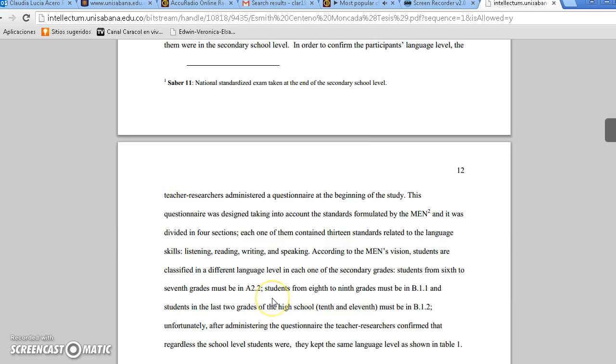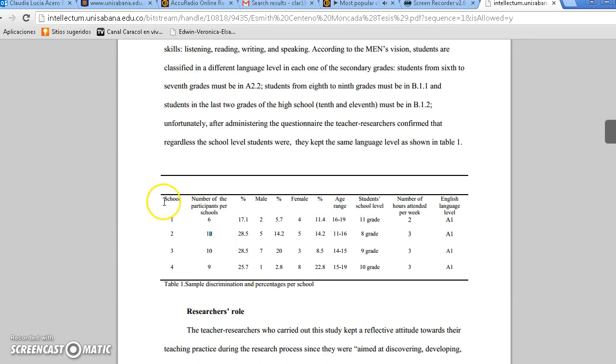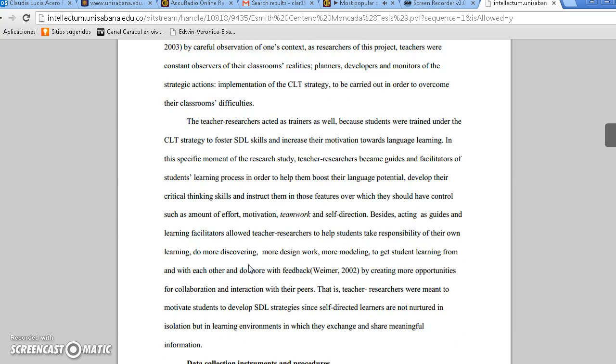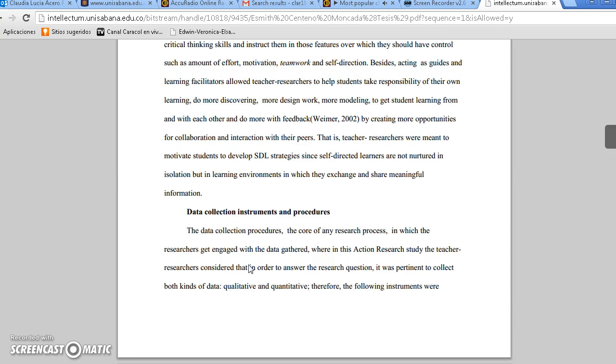So this is the time for us to start writing and having similar tables in which we will call school 1, school 2, 3, and 4, and the number of participants that we will have, so we can actually design the profile of the participants that will be part of the study.